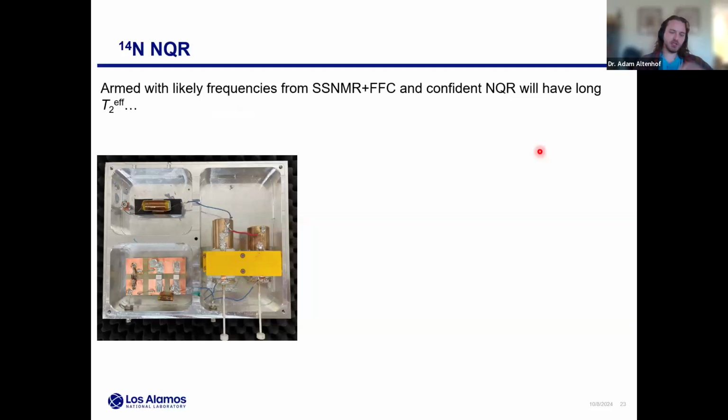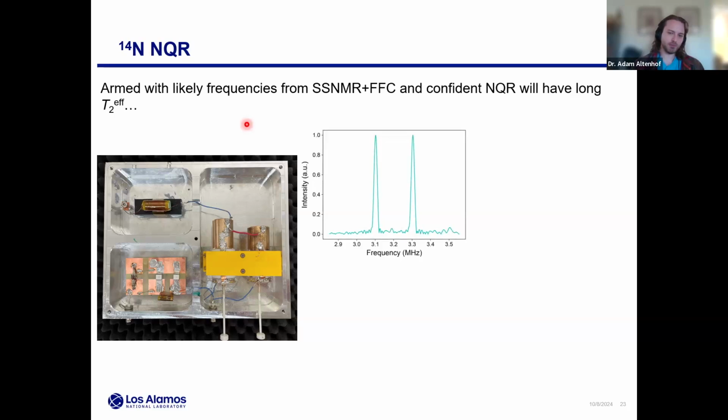All right, so come back to fentanyl HCl. We have a good idea of the likely NQR frequencies from solid state NMR. Fast field cycling gave us a check on those frequencies, and fast field cycling also told us that T2 would probably be pretty long in this material. So we tuned the box to 3.1 megahertz. We saw a signal, 3.3 megahertz, saw the signal.